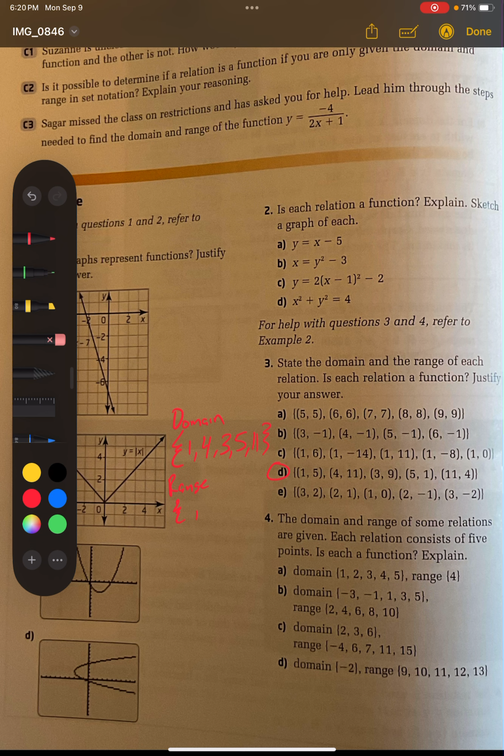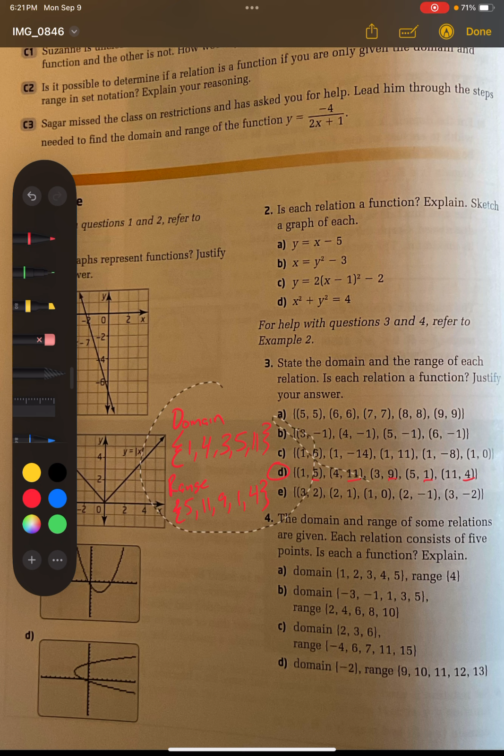It's 5, right? It's all these y values. 5, 11, 9, 1, and 4. Okay.